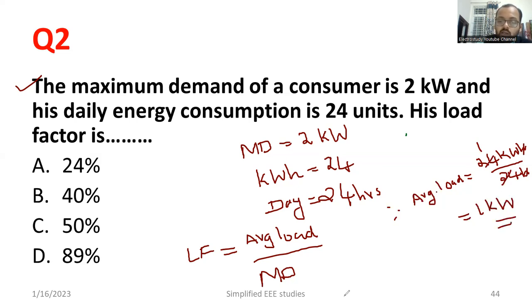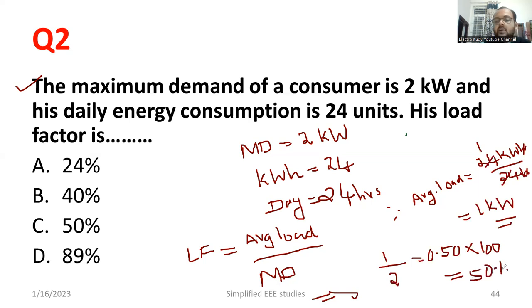Note this. Therefore, please substitute here: average load is 1 kilowatt divided by maximum demand, which is 2. What is 1 by 2? 0.5. Better you express it in terms of percentage: 0.5 into 100. What is the answer? 50%. So is the corresponding answer available in the options? Of course, go for option C. I would like to select option C. I think it's clear to everybody.